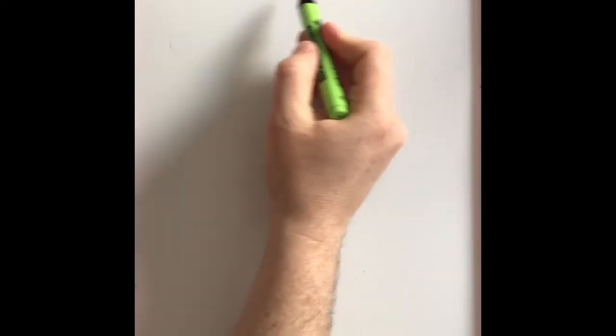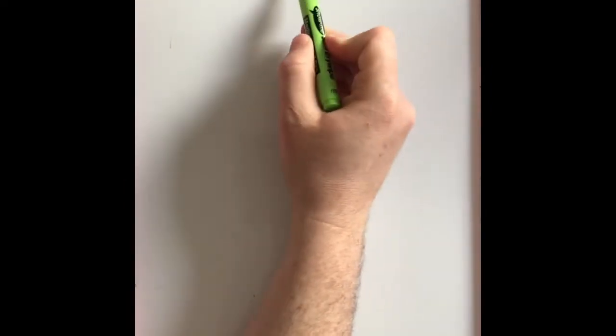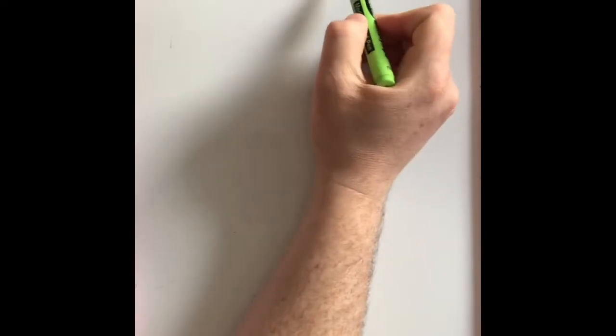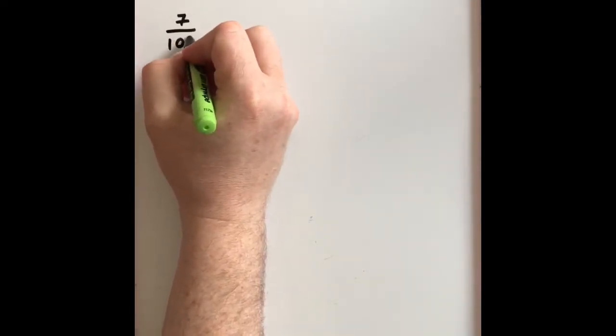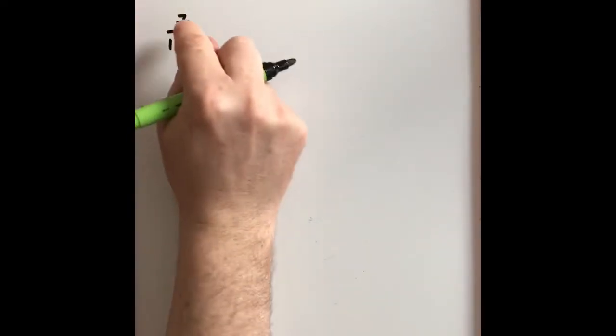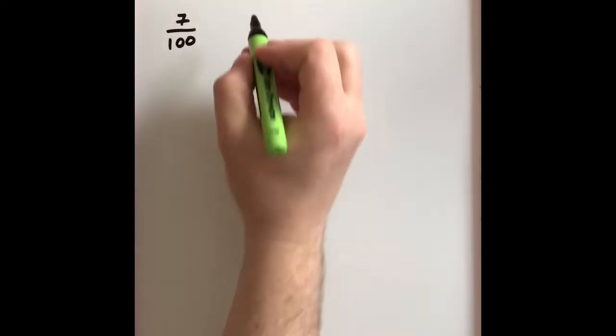Okay, so what do we have here? Let's have a full understanding of what we have here. We've got 0 ones, 0 tenths and 7 hundredths. What does 7 hundredths look like? 7 hundredths. So you have got 7 of something and they have been split into 100 equal parts.